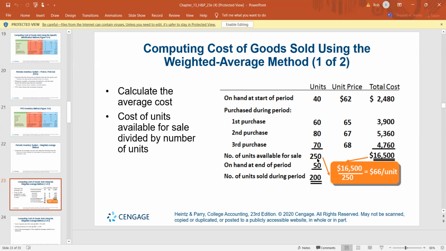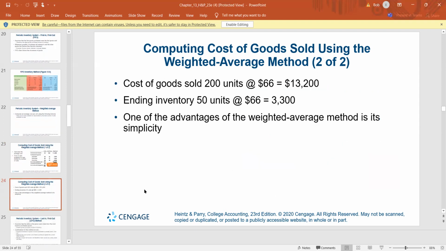All you have to do then is multiply the number of units sold times 66 and the number of units remaining in inventory by 66. It's a very easy method. Don't make the mistake of coming up with the average price by adding vertically here. That's not going to give you the right number, okay? You do it horizontally. Cost of goods sold, 200 times 66, 50 times 66. One of the advantages of weighted average is the simplicity. Yes, it is a very simple method.